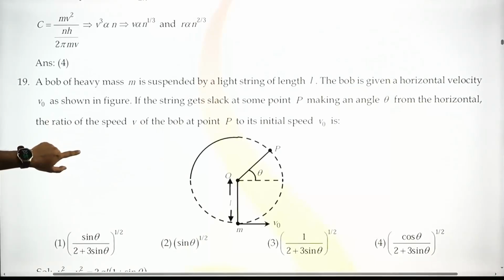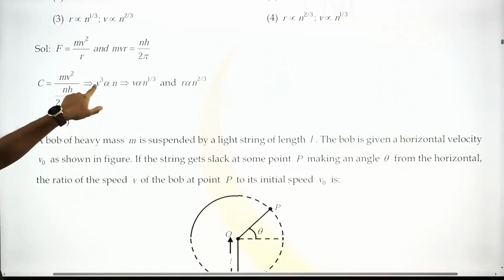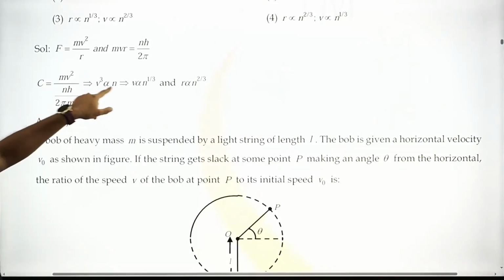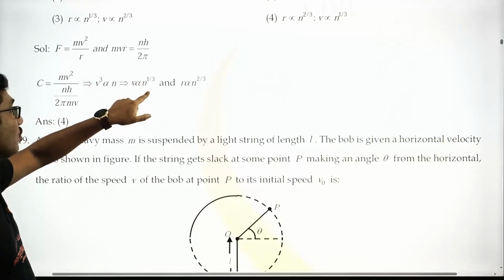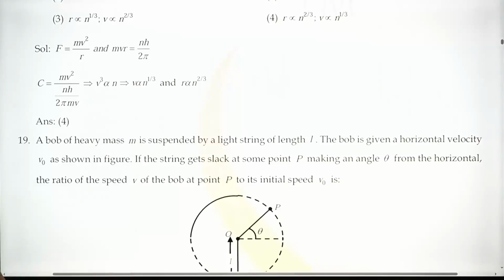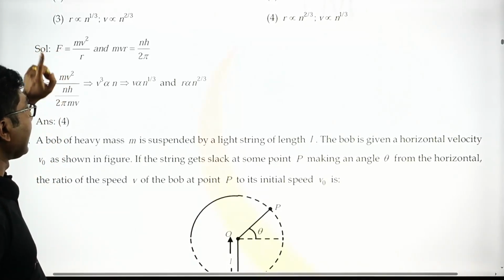Now let's see. Basically C means constant. Okay, if you think, C is constant. So from there you calculate V is proportional to n. From there V cubed is proportional to n, and you can calculate V is proportional to n to the power 1/3, and if you put that value in any of these equations, you will get the relationship between R and n.